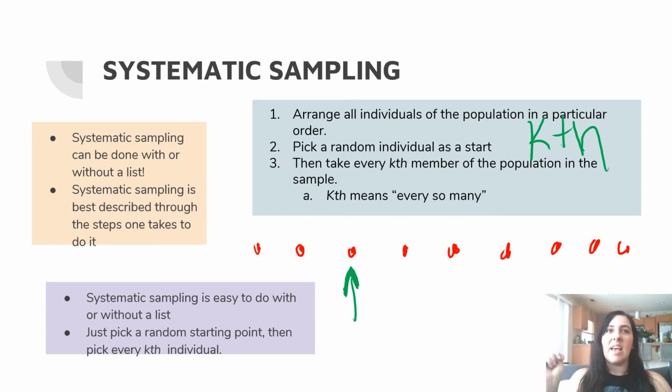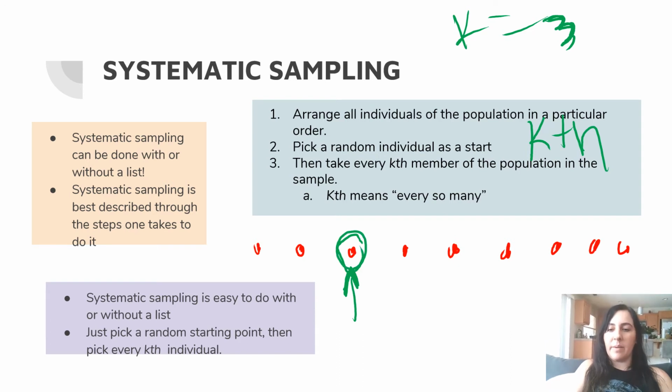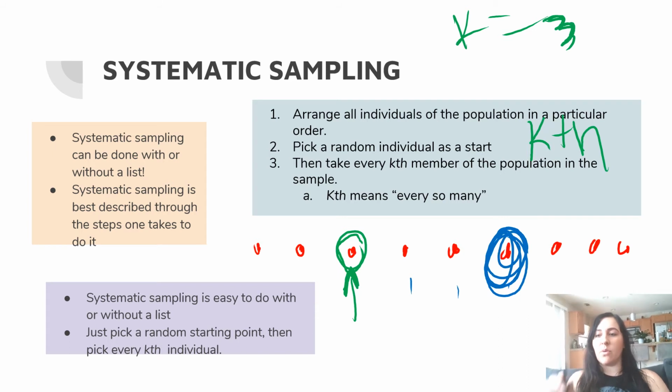So if you said your K, your every so many number, is going to be 3. So let's say you said every 3. That means every 3 individuals, that's going to be the individual chosen to be part of your sample size. If you started at this one, this was your starting point, and then you went every 3, you would go 1, 2, 3. Oh, here is your next individual that is going to be selected.